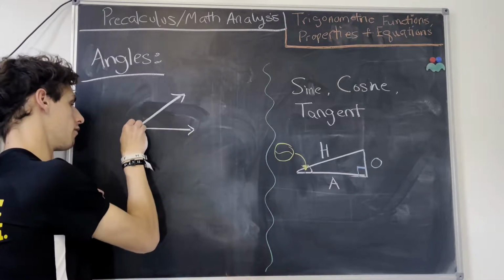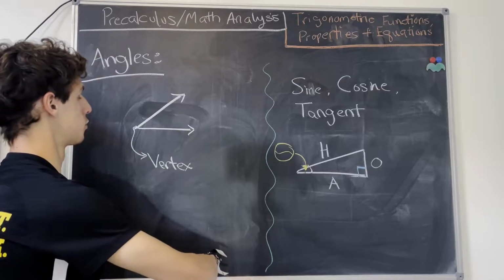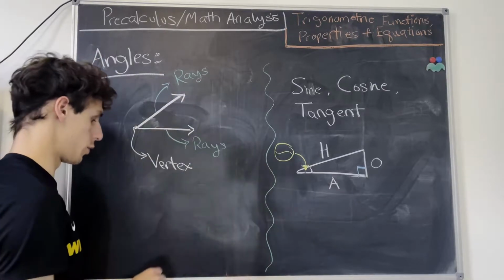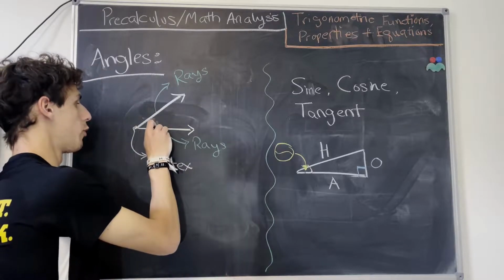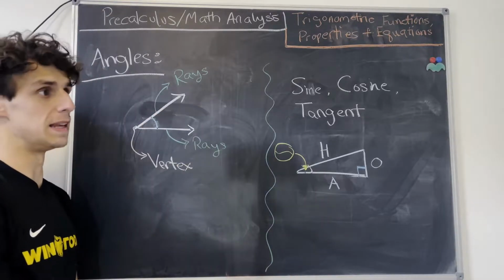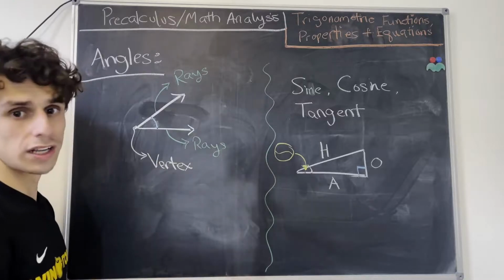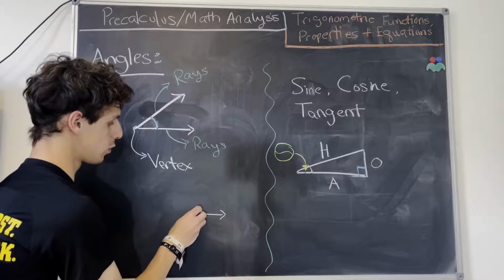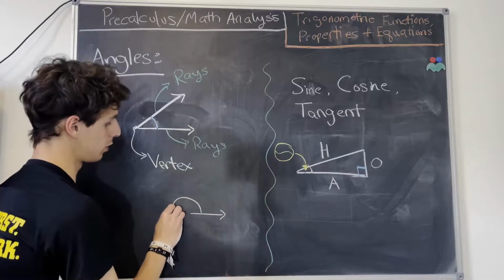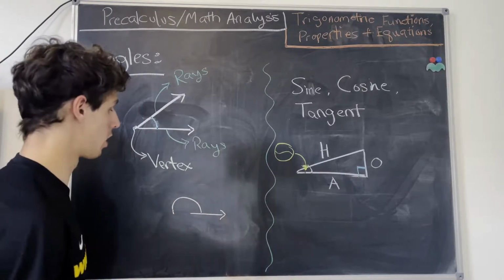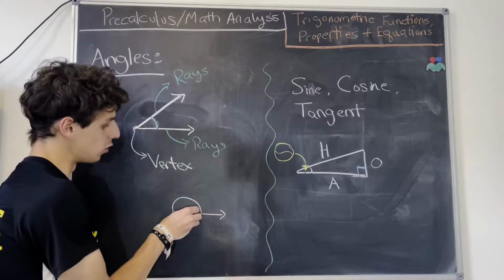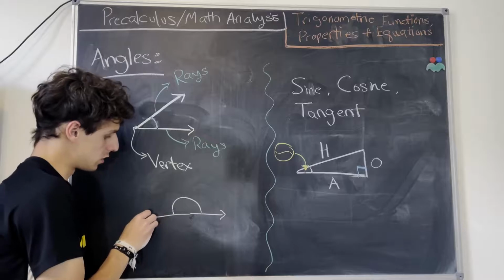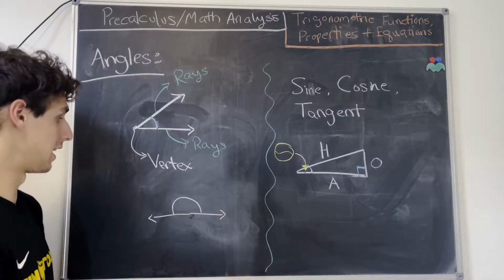This point is called the vertex, and these two lines protruding from the vertex, like I said, are called rays. How far around a circle you have to go to get from one ray to the other is the measure of the angle. A good example of this would be an angle of 180 degrees. We have one ray going this way, and a circle has 360 degrees. So a 180 degree angle consists of a semicircle, and then you would connect one ray to the other end of the circle, and now we have our 180 degree angle.